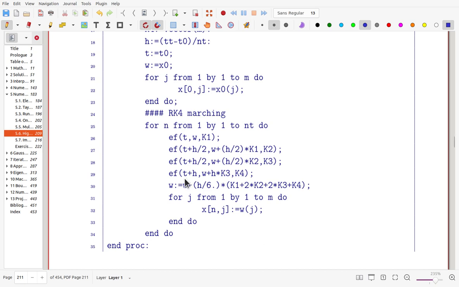Now we evaluate, and by using K3, the function value prediction and evaluation is K4. And again, in the vector sense, we update the value. That is the standard formula for the RK4, right? Okay. So after that, we save this value.